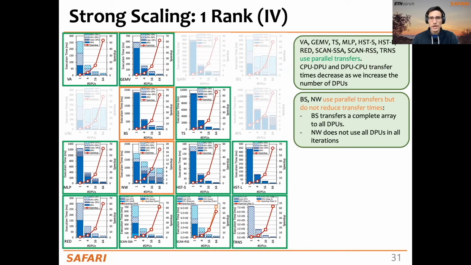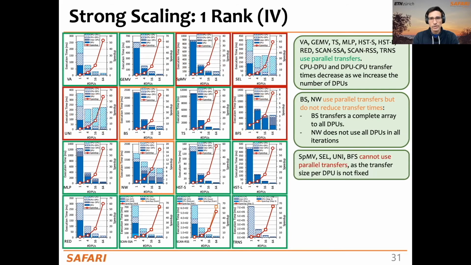While in NW, it happens something related to what we just described about the scalability of the DPU kernel. The problem in NW is that we are not using all DPUs in all iterations, so we are not parallelizing the transfers over all DPUs, but only over those that we are really using for the calculation of each anti-diagonal. Then we see that in SpMV, Select, Unique, and BFS, they cannot use parallel transfers because the transfer size per DPU is not fixed.